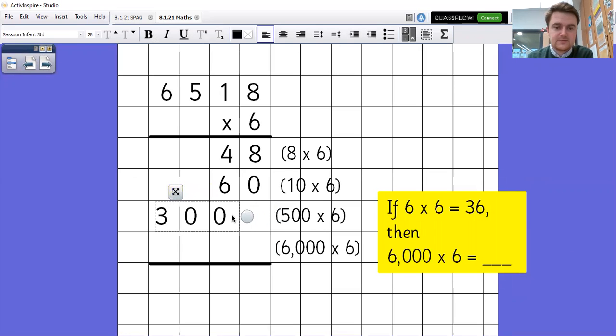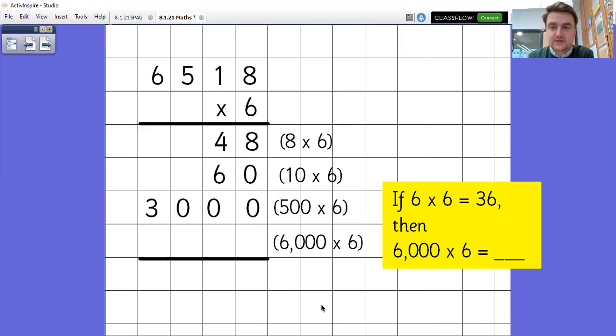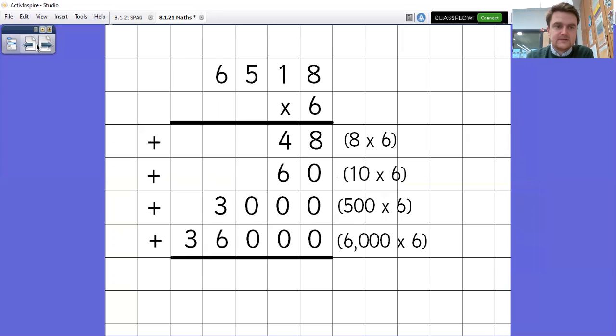I did say in the SPAG video that I am very much fallible, but 500 times 6 is 3,000 because we add those extra 2 zeros onto our answer. So 6 times 6 is 36. Then 6,000 times 6 will be 36,000. So let me just check that I get that one right.